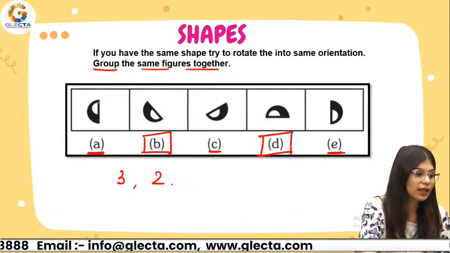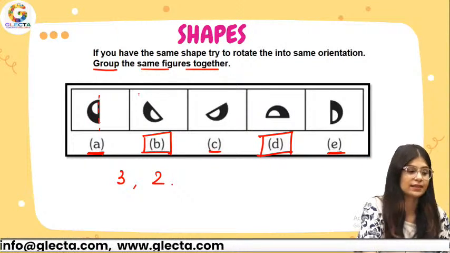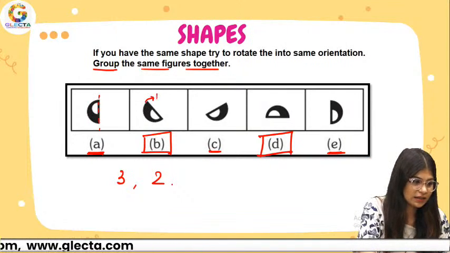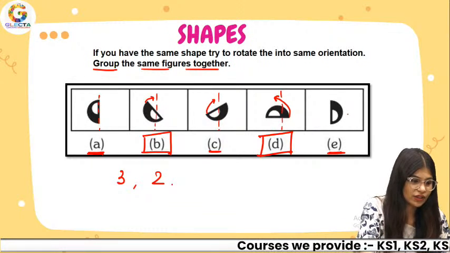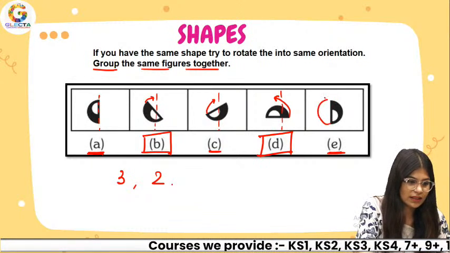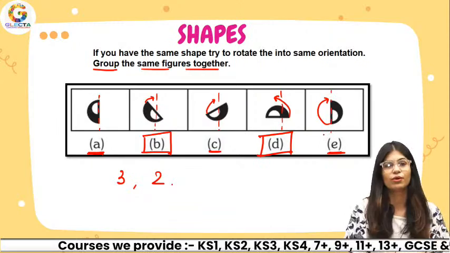For example, let's align all of them like this. Tilt this a little, get that in middle. Tilt this a little upwards, get this in middle. Tilt this upwards and get this here. And then rotate this on this side, and there you go.